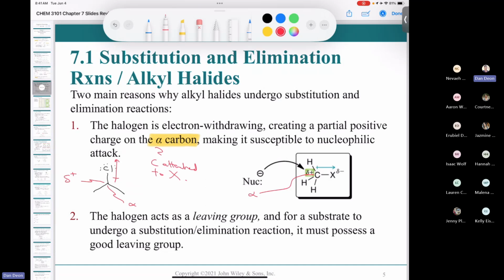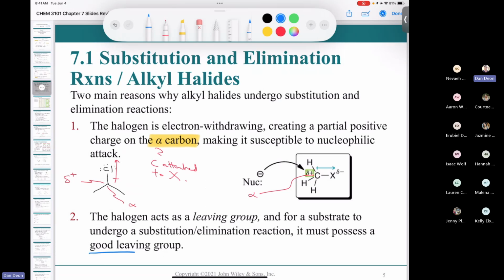Now, it says here the halogen acts as a leaving group, and for the substrate to undergo a substitution or elimination, it has to possess what we call a good leaving group. And I told you that a good leaving group is the conjugate base of a strong acid. So when did we learn strong acids? Well, you learned some in General Chemistry 1, but we've also talked about a few more in this class, covered in chapter 3, the acids and bases chapter. So whatever the conjugate base is of any strong acid, that's categorized as a good leaving group.